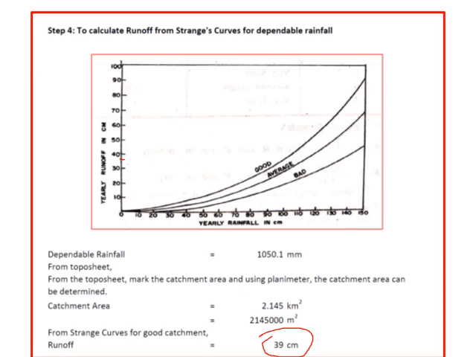So for dependable rainfall of 1050 millimeters, the runoff is from the Strange curves, which are available in the standard textbooks. You can use this for 105, and for a good catchment you get about 39 centimeters of runoff.